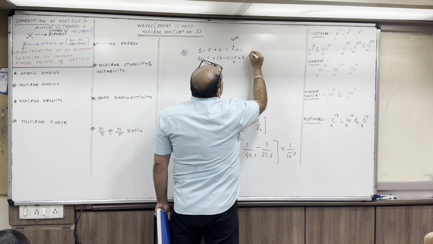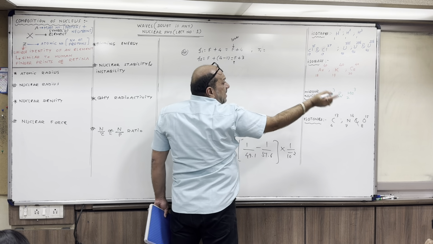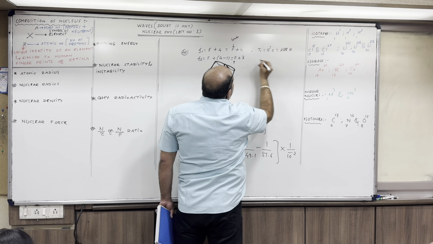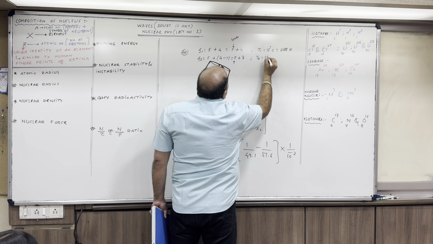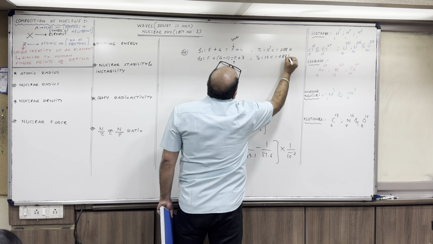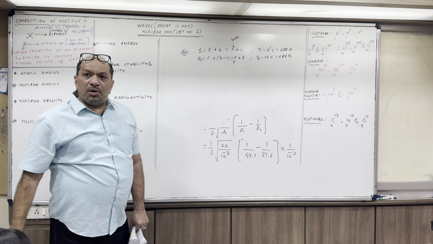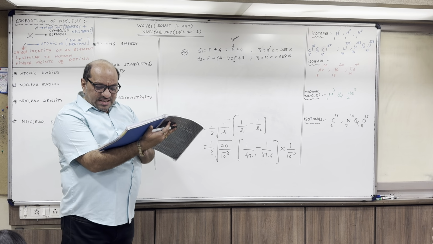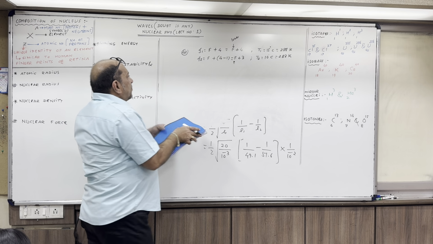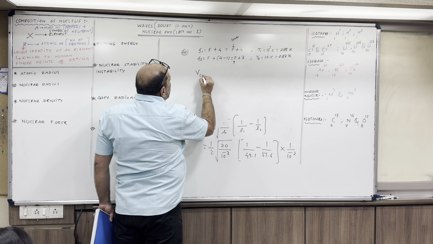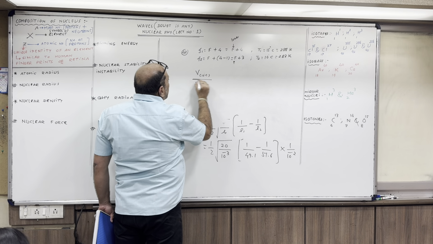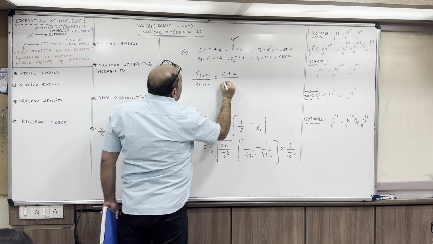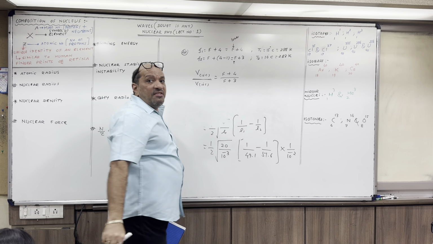Point number 1. What is the first temperature value? 15 degrees Celsius. So is it 288 Kelvin? And what is the second value? 10 degrees Celsius. That means is it 283 Kelvin? Yes or no? Now can I say first frequency, beat frequency is F plus 4 and next is F plus 3. Can I say velocity at 15 degrees Celsius upon velocity at 10 degrees Celsius is F plus 4 upon F plus 3, because velocity is F lambda.